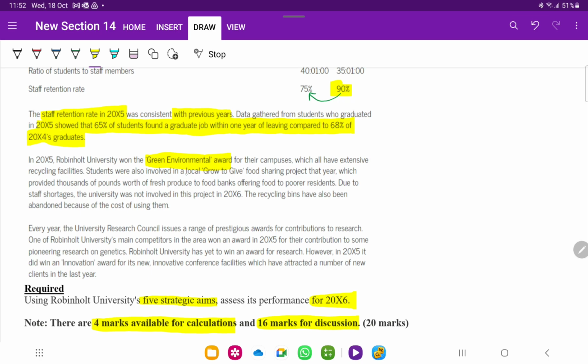In 2005, the university won the Green Environmental Award for their campuses, which all have extensive recycling facilities. Students were also involved with a local Grow to Give food sharing project that year, which provided thousands of pounds worth of fresh products to a food bank offering food to poorer residents. Due to staff shortages, the university was not involved in this project in 2006. The recycling bins have also been abandoned because of the cost of using them, right?